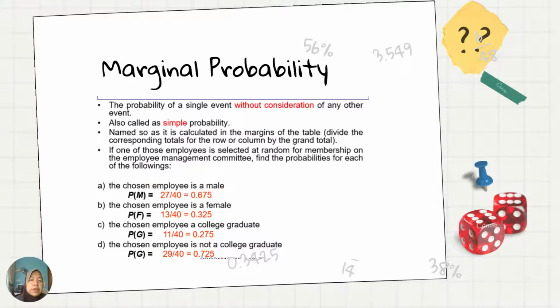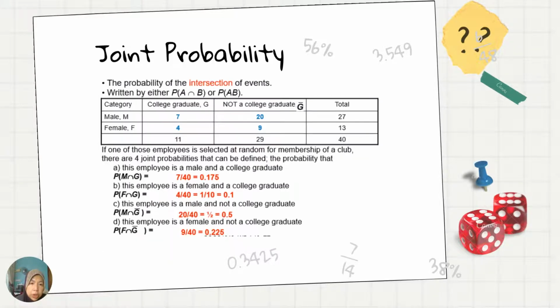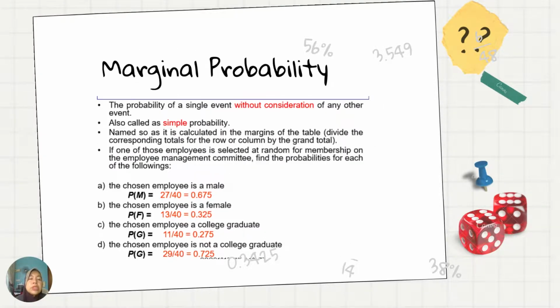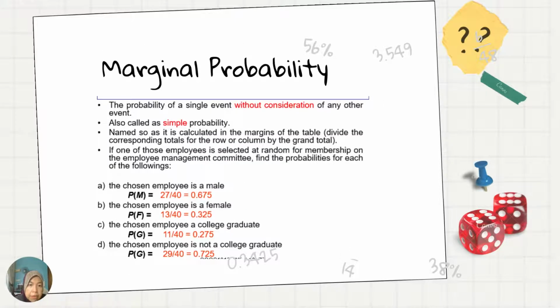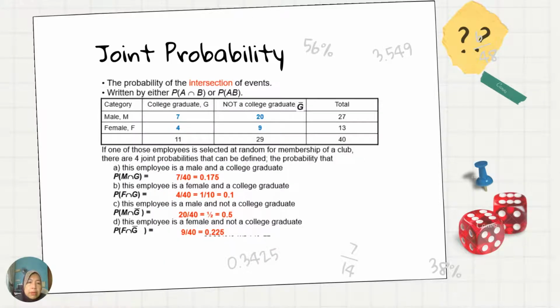Okay, for example, we are still using the same example as joint probability. So the marginal situations are male, female, college graduate, and not a college graduate. So you just pick up the probability from the table. Male means 7 plus 20, 27/40. Female means 4 plus 9, then we take the total at the back, 30. So we take the total here and here, at the bottom for college graduate.